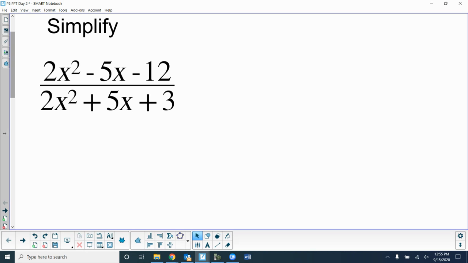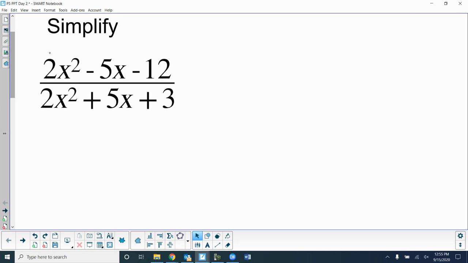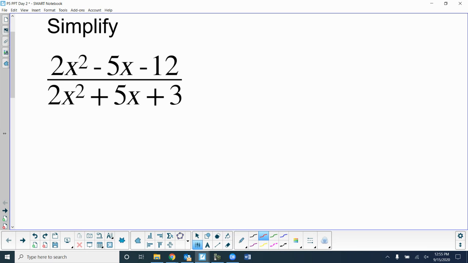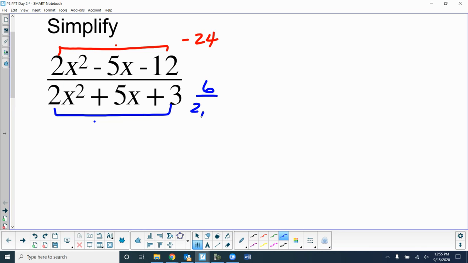So I go, no GCF in either one. It's got 3 terms, and these are not both positive perfect squares, so it's not that special trinomial. They're both regular trinomials. So we multiply 2 times negative 12 and 2 times 3. Well, 2 times 3 are the ones that's going to work, right? Because when I add them, what do I get? 5, thanks.